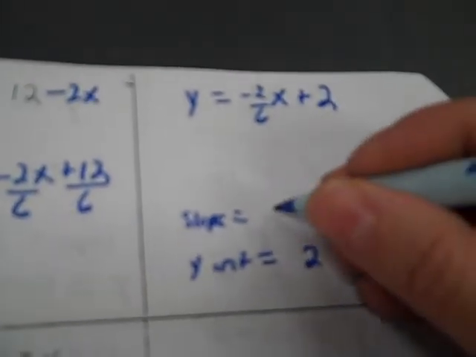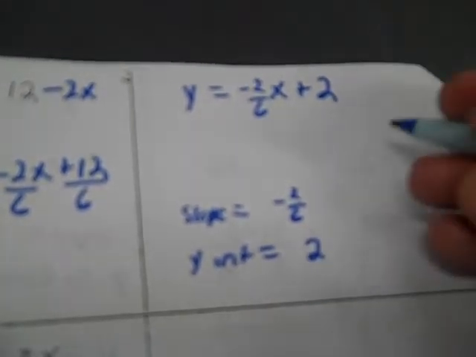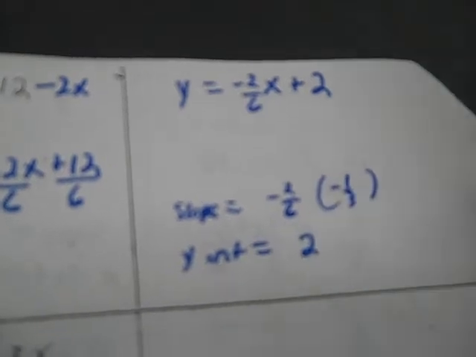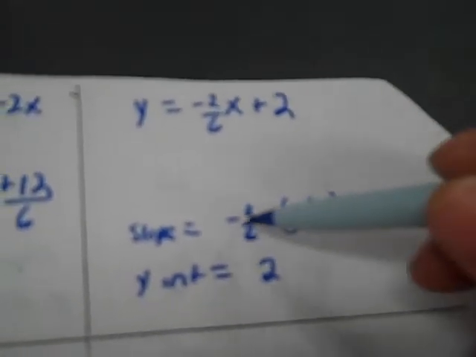The slope would be negative 2 over 6. Now I will accept negative 2 over 6 in an answer. I will also accept negative 1/3 as an answer, because these could be reduced by dividing them both by 2. I will give you credit either way.